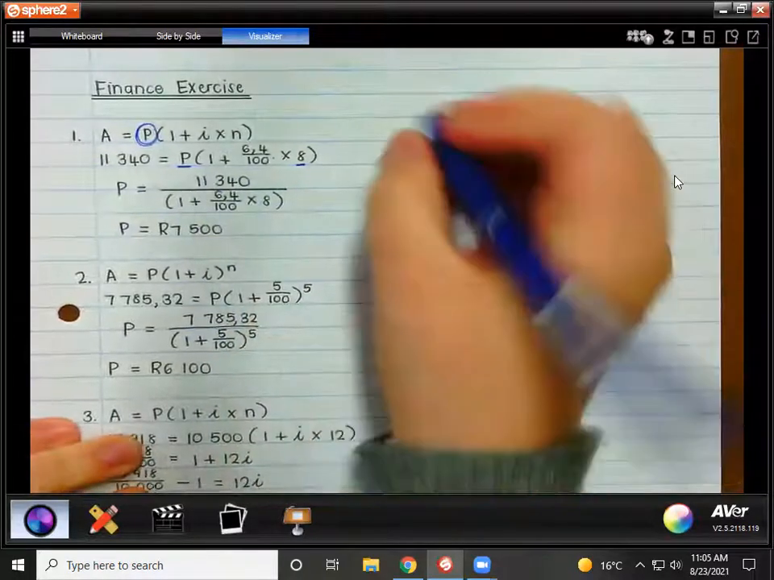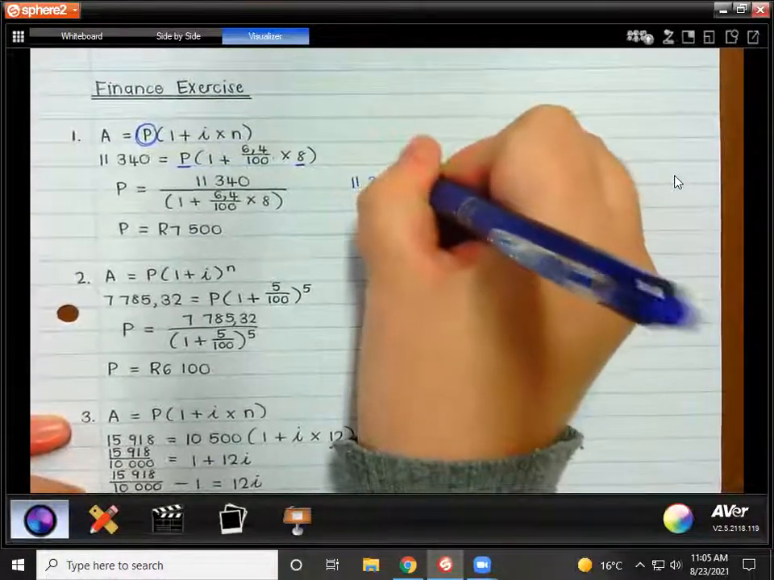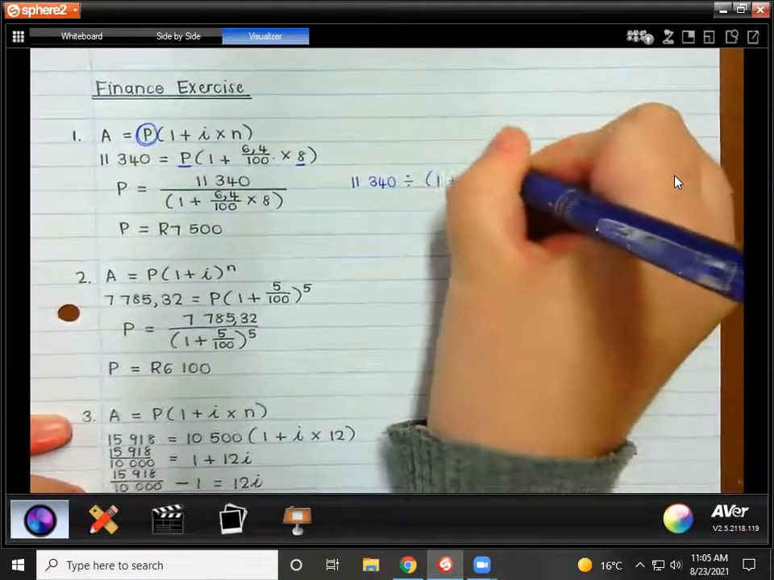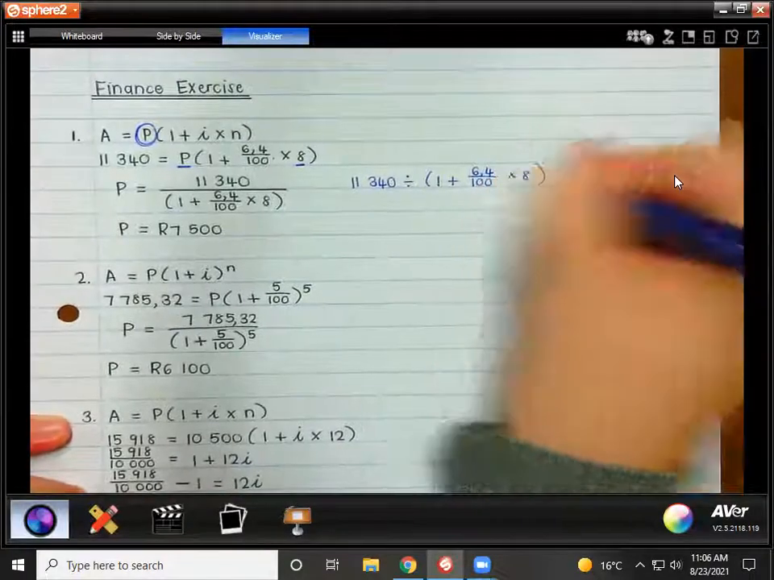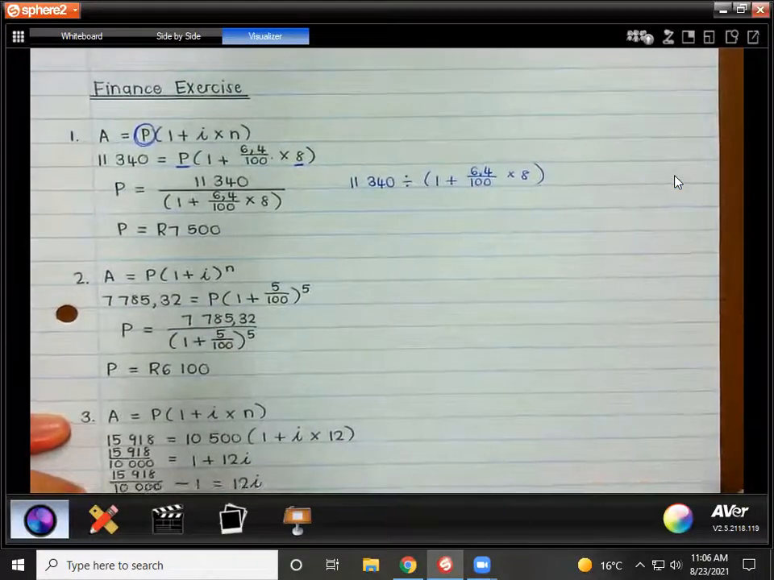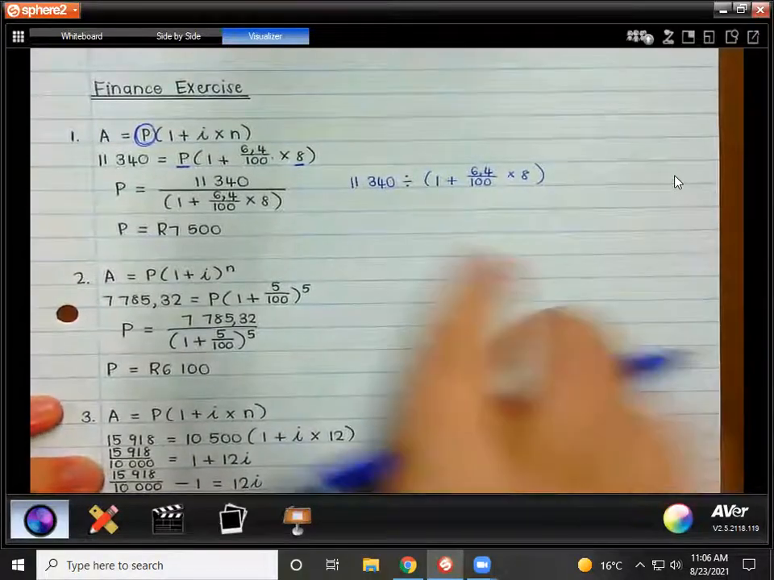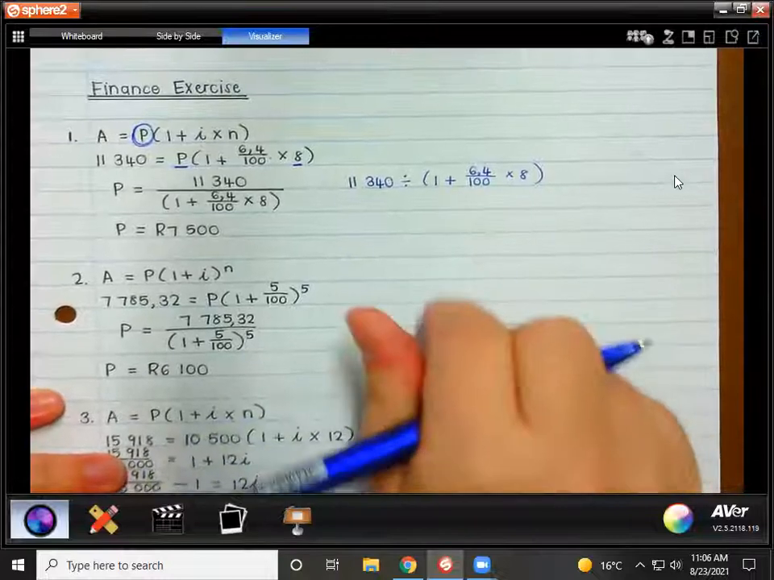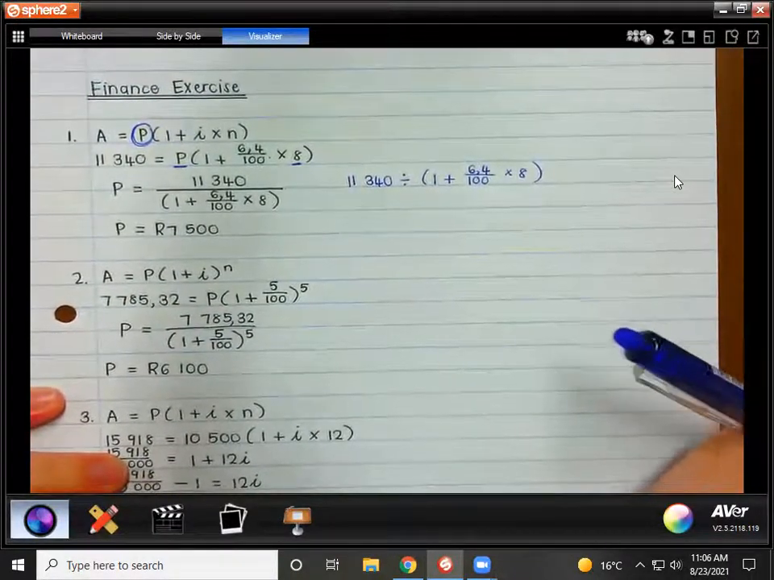You can also write it like this. You can also say 11,340 divided by the whole bracket, but then obviously you have to leave that bracket in brackets. You can do it like that as well. If you don't like writing it in a fraction, that's perfectly fine. Then you type this into your calculator, putting the brackets where they should be, and your answer is then 7,500 Rand.